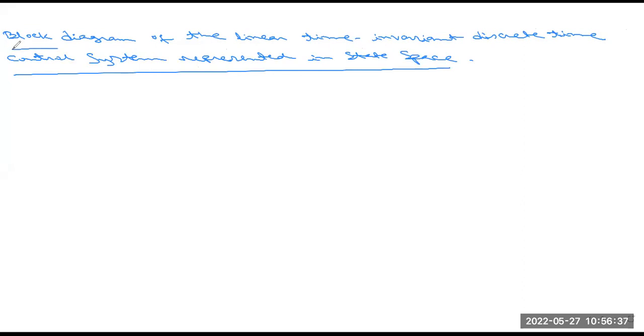So what is the question? Question is draw the block diagram of the linear time invariant discrete time control system represented in the state space model. Okay. So I am drawing the pictures. This is the same as when you learned in the first control section, control part. So we have to discuss the transfer functions. Using this transfer function, it is very easy. So first, this is the first block.